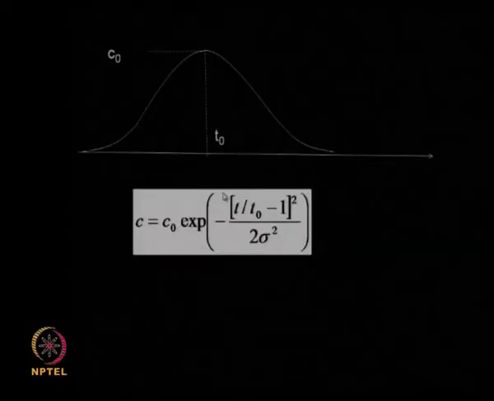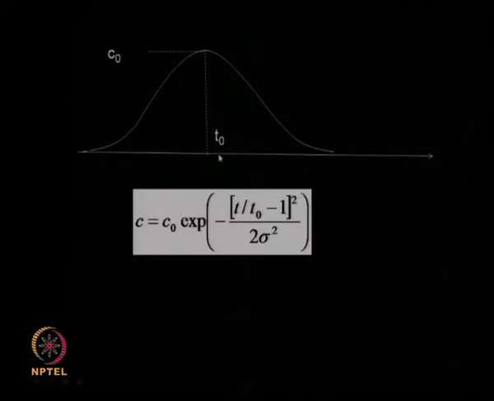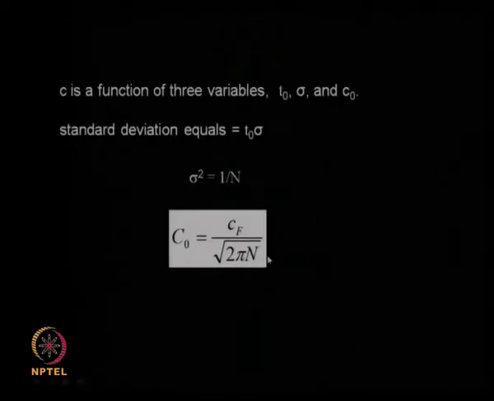And if it is a normal distribution or a Gaussian distribution, then we said this is the equation for a Gaussian distribution. You have C equal to C naught exponent minus (T by T naught minus 1) whole square divided by 2 sigma square. Now T naught is your retention time, and the standard deviation for this Gaussian distribution will be T naught sigma. Okay.